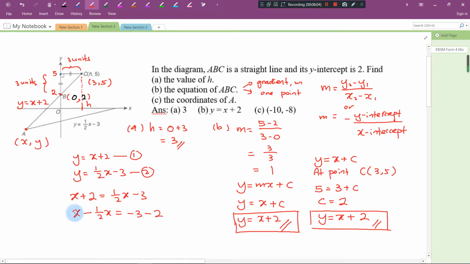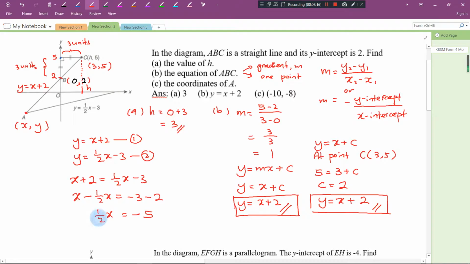Okay, so this x, nothing here, it means 1. 1 minus 1 over 2 will give you 1 over 2x. So here will be negative 5. Okay, so x is equal to 2 times negative 5, which is negative 10. Okay, so now I got the value of x. The next thing is to get the value of y. I just take this value, x equal to negative 10, substitute into this equation or this equation. Both will give you the same answer.